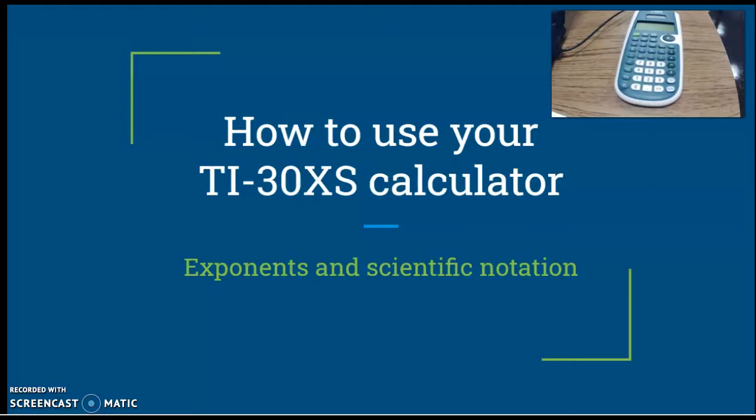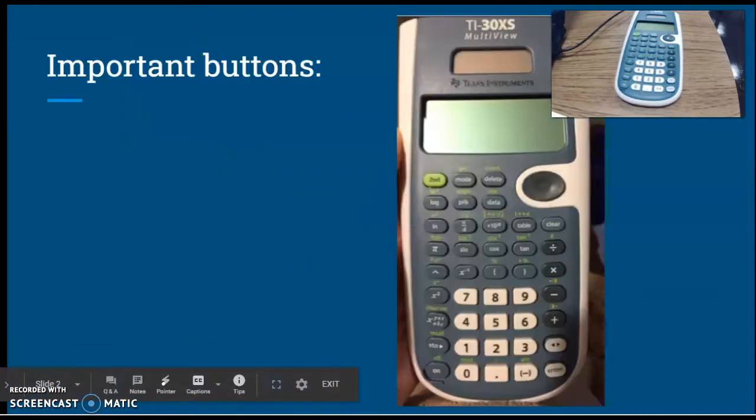Obviously, you want to go to your directions or I'm sure there are multiple YouTube videos on this, but what I want to focus on are two particular functions: how to use your calculator for exponents and scientific notation, because these are the things we're going to work on a lot in chemistry this year. All right, so first of all, let's just find some of the most important buttons on your calculator.